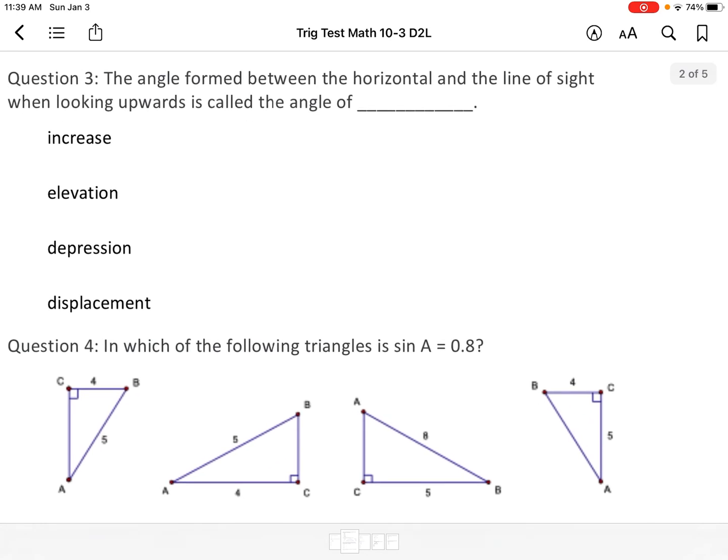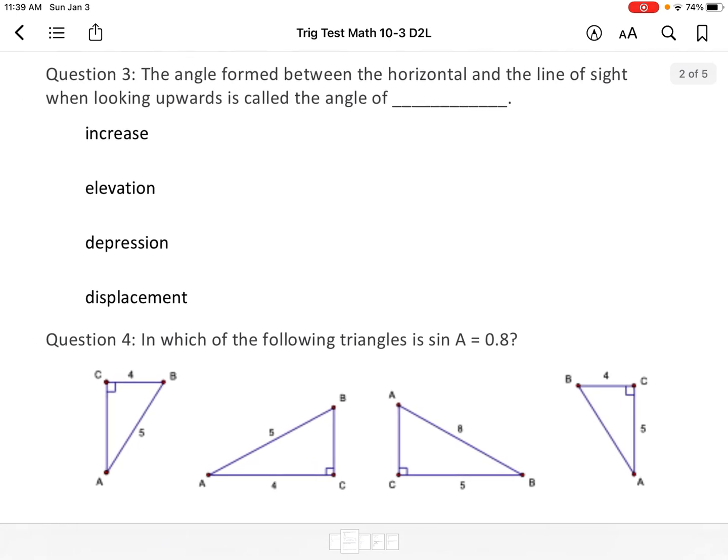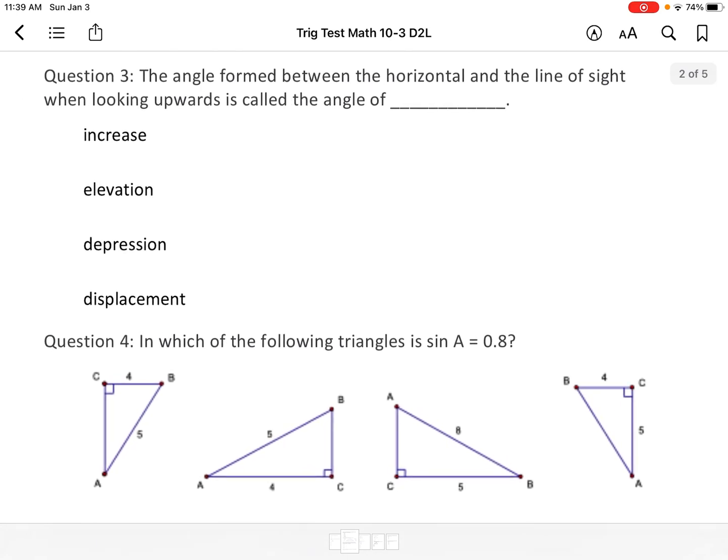Next, the angle formed between the horizontal and the line of sight looking upwards is called the angle of. Now, if you didn't get this, then you are not taking advantage of the fact that I allowed this to be open book. And I had the completed notes online. So you should have gotten this one. And actually, 71% of you did, so that's good.